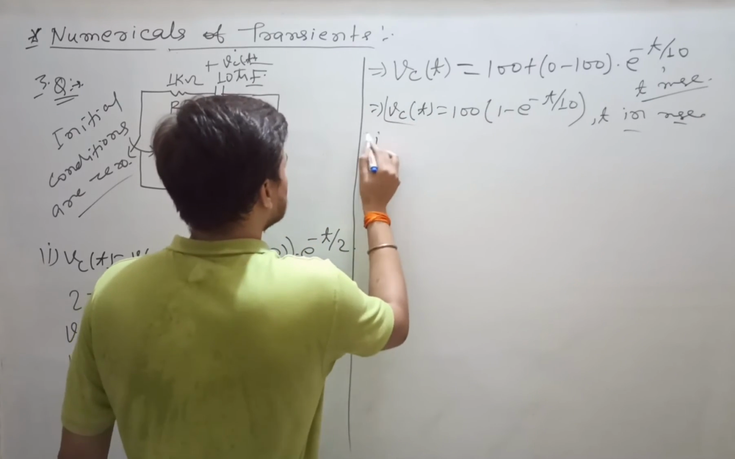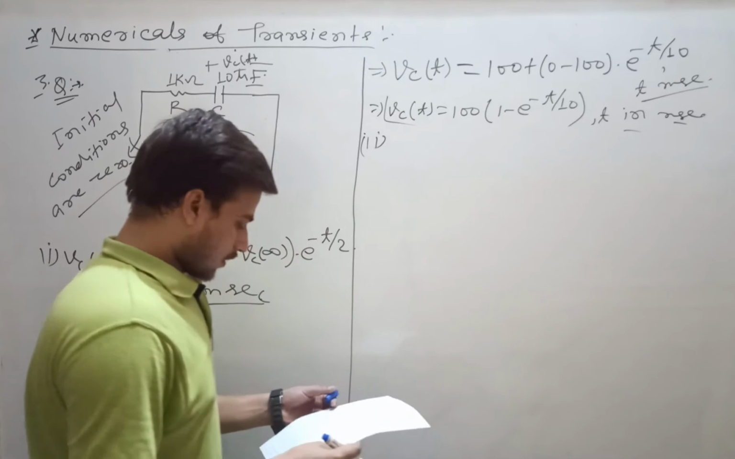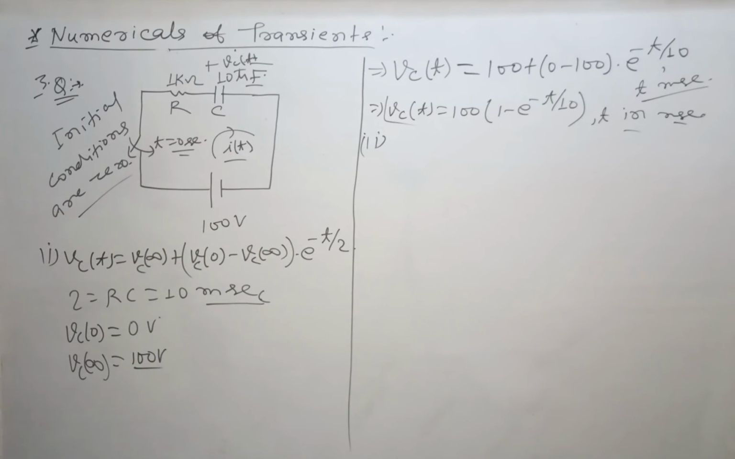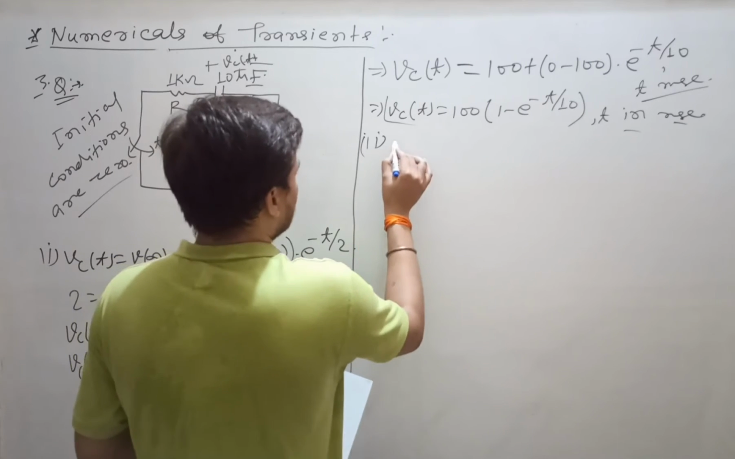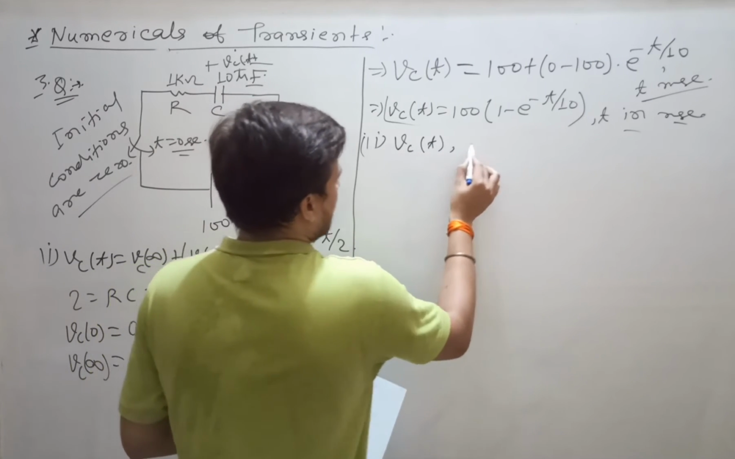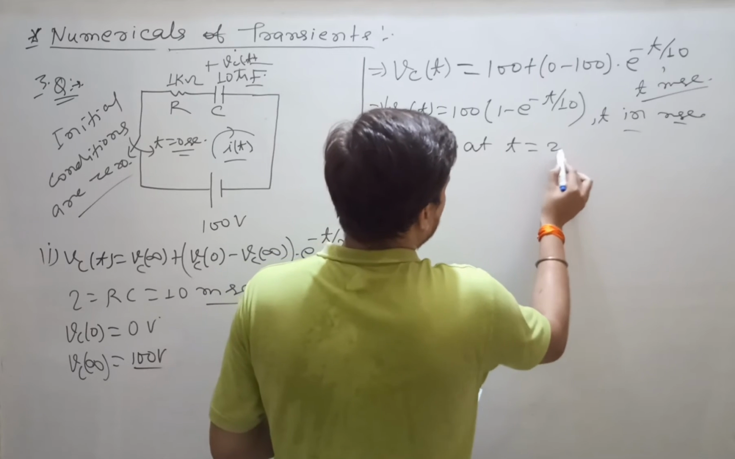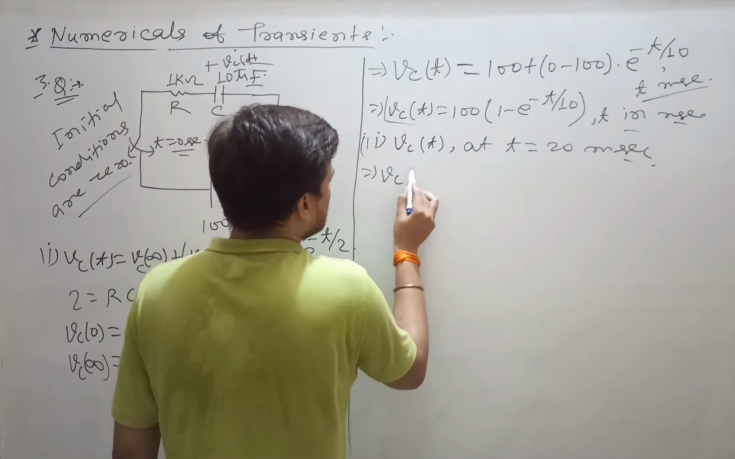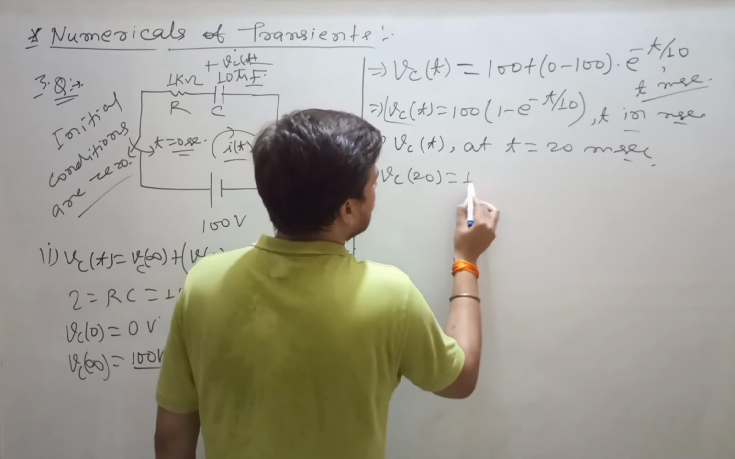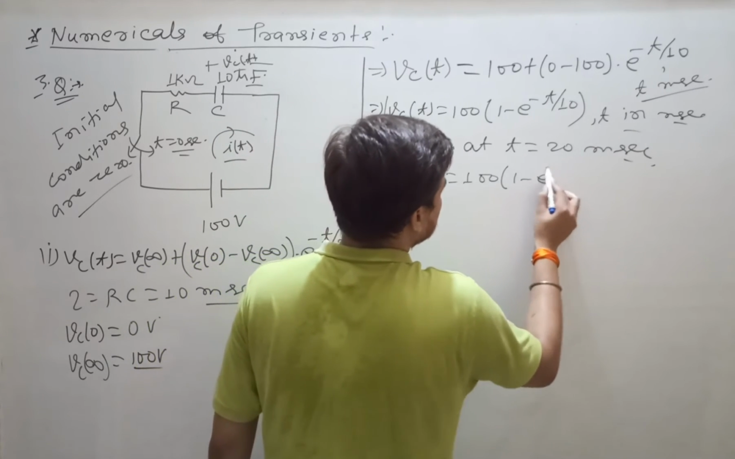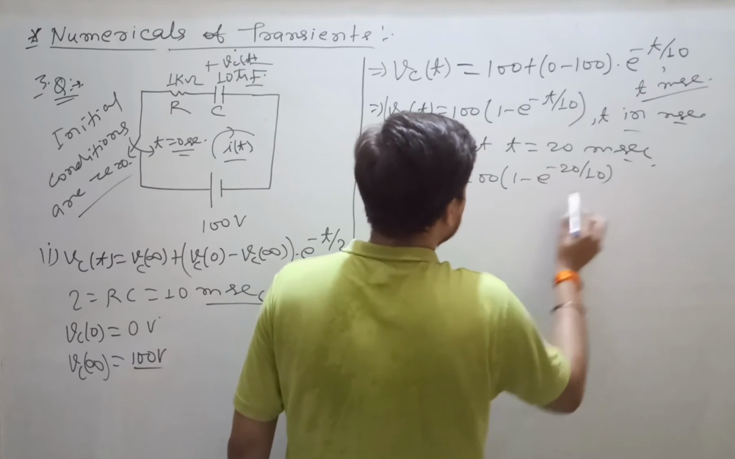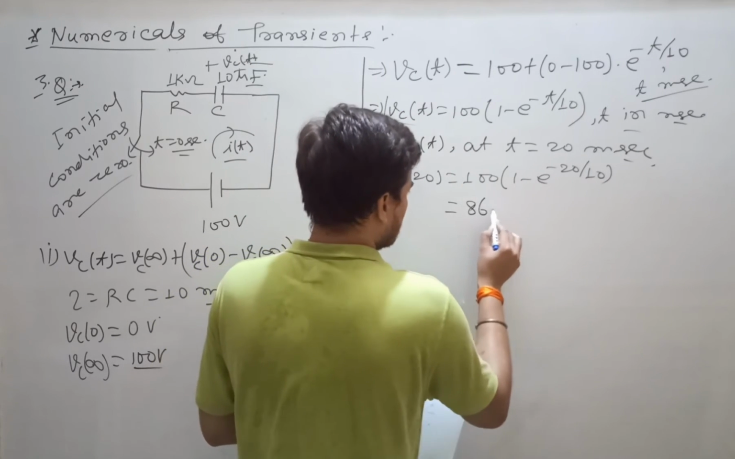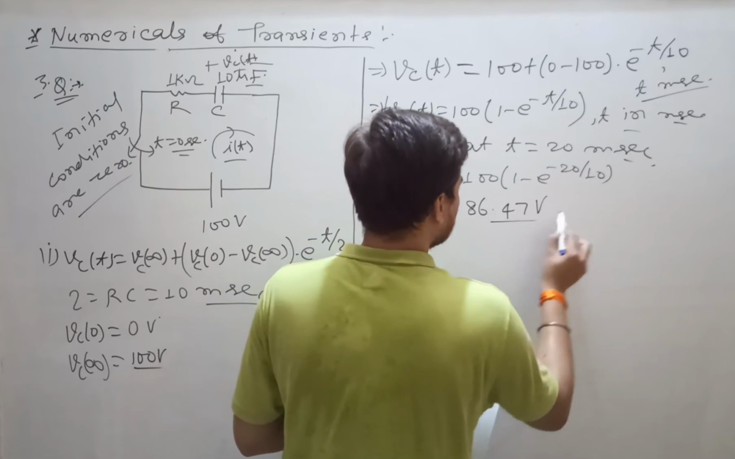Come to the second question. You have to find VCT at t equal to 20 millisecond. So its answer will be VC at 20 equal to 100 into 1 minus e to the power minus 20 by 10. So here it will be 86.47 volt as the answer.